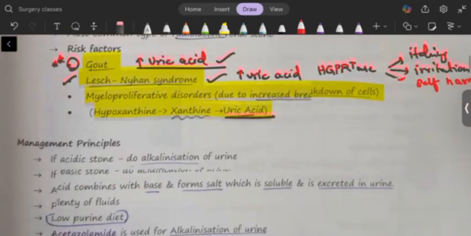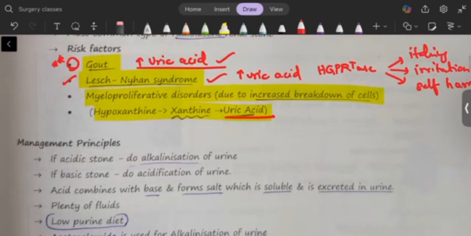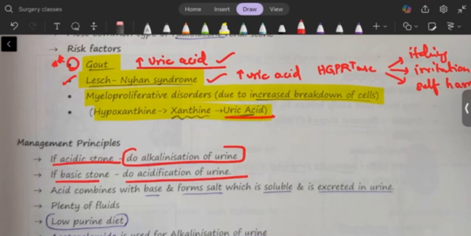So what is the management principle used here? If the stone is an acidic stone, then we have to do alkalization of urine. Okay, if the stone is a basic stone, then we will have to do acidification of urine. So simple, ಯಾವ ಥರದ ಸ್ಟೋನ್ ಇದೆ ಅದಕ್ಕೆ ಆಪೋಸಿಟಾಗಿ ಟ್ರೀಟ್ಮೆಂಟ್ ಮಾಡಬೇಕು. So uric acid, it is an acidic stone, we will have to do alkalization of urine.